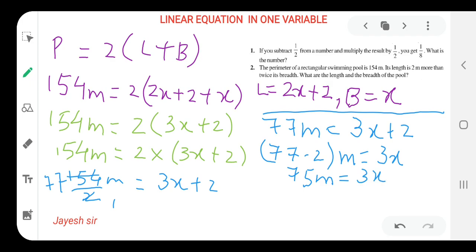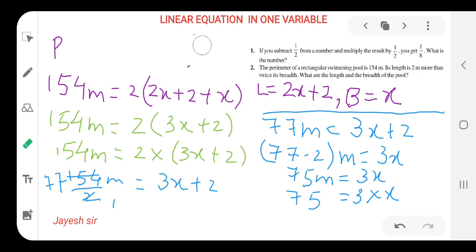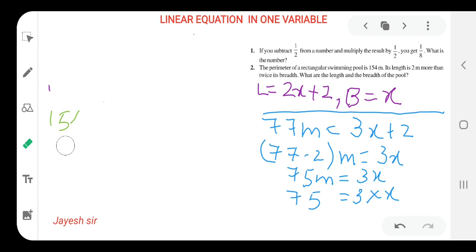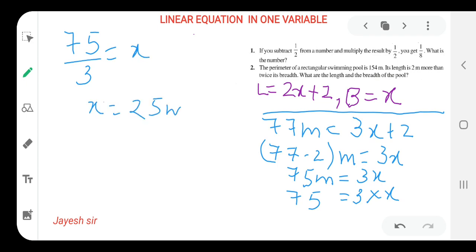Now 3 is in multiplication on this side, that means it is 3 into x, and here 75 meter is there. Now this 3 will go that side and it will become division. So I am solving over here for you, friends, so that you can understand it properly. 3 is in multiplication. After going that side, as per transposition theorem, it will become division. So 75 upon 3, we will get the value of x, as x is equal to 25 meter.